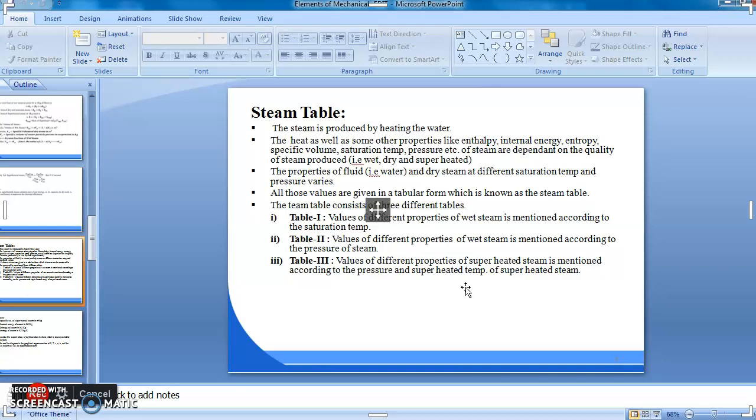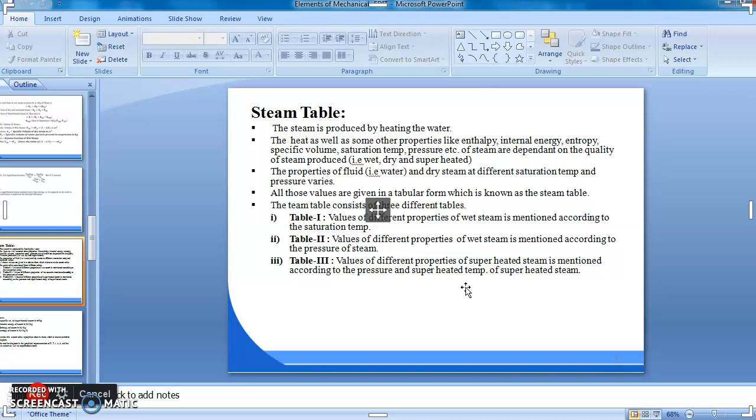The steam is produced by heating water, that we know. The properties of the water and the dry steam are different at different temperatures and pressures. So at different pressures, the values of all these properties will vary. It is very difficult to remember all the data, so all the values are placed in a tabular format, and that is known as the steam table. The steam table consists of three parts, table 1, table 2 and table 3.